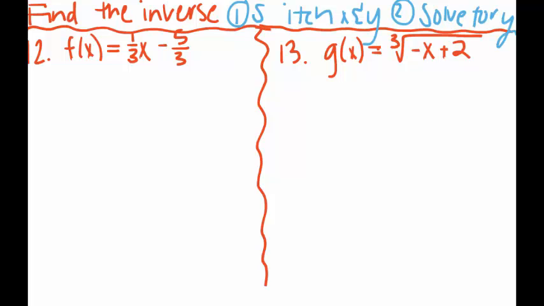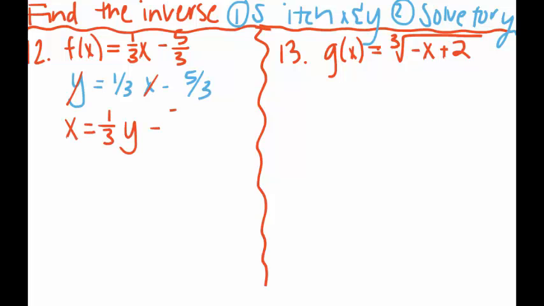I know you have f of x and g of x. Those are fancy y. So if you want to, change it. It's not going to be a big deal. So we swap x and y. Literally, I'm changing their spots. This becomes the x. This one becomes the y. And I got to get y by itself. The first thing I'm going to do is add that 5/3 to the other side. Move it over.